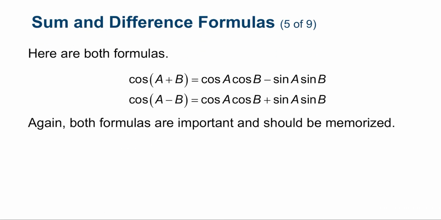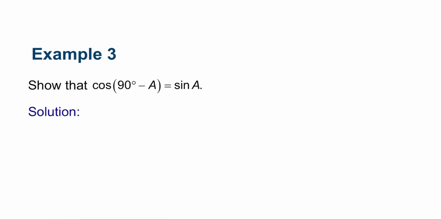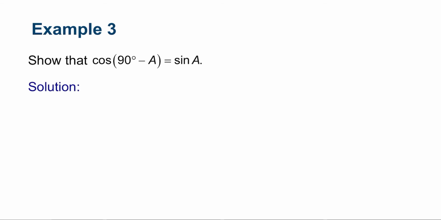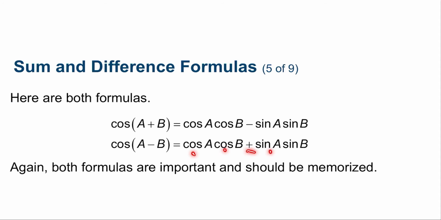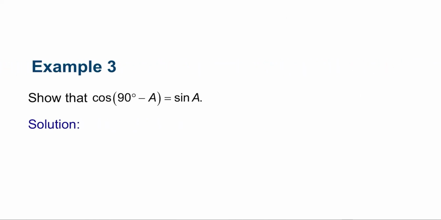And here are the two formulas. All right, let's apply the formula to this problem. So we've got to show that the left side is equal to the right side. So the minus for cosine, cosine minus would be cosine, cosine plus sine, sine. So cosine of the first angle, cosine of the second angle, plus sine of the first angle, sine of the second angle. And we know that cosine of 90 degrees, if you look at your unit circle, is 0. So this whole thing is just going to become 0.